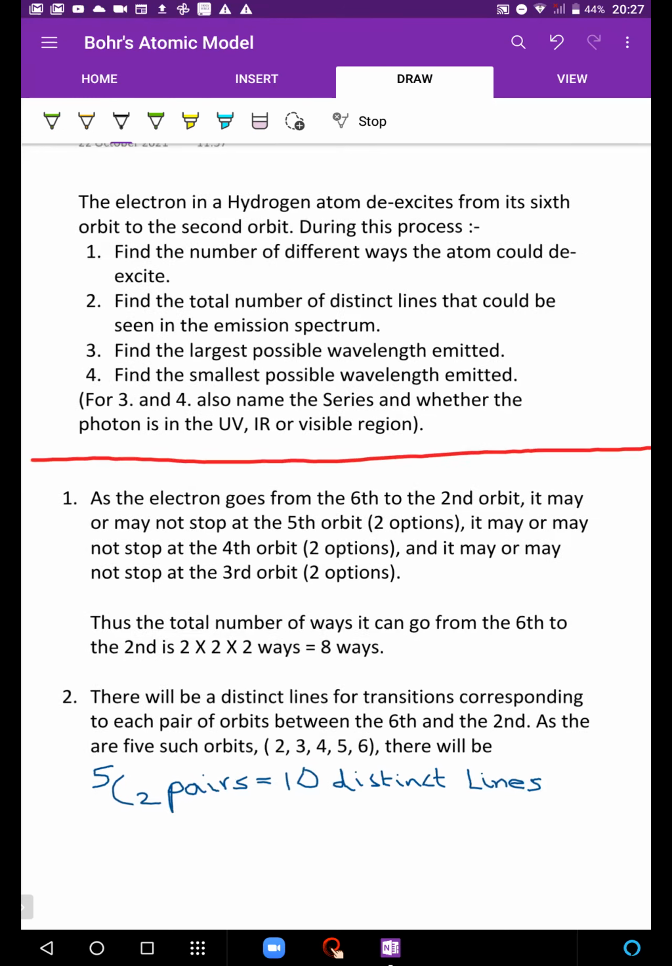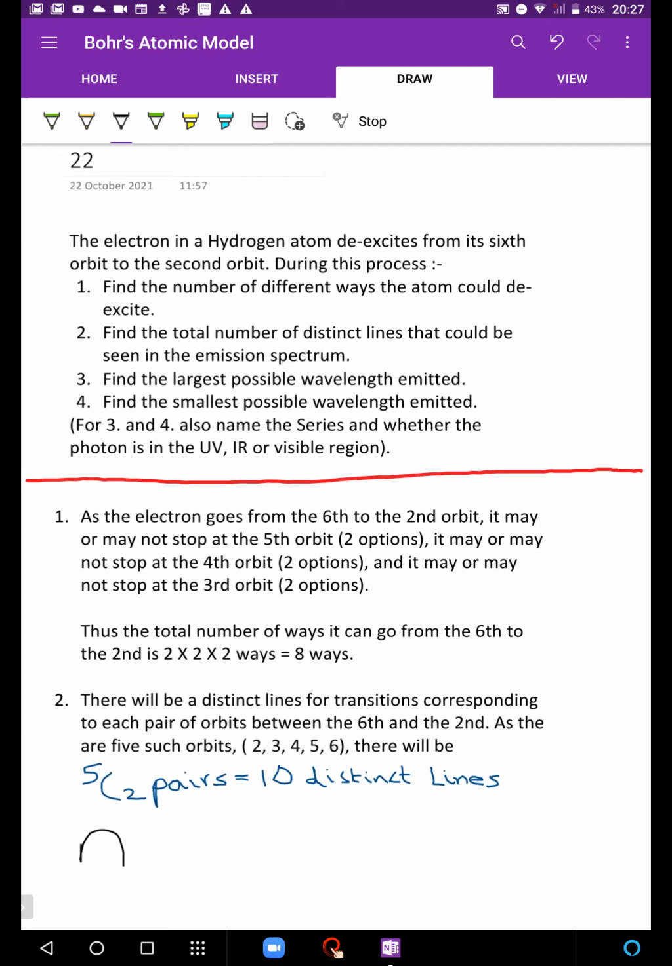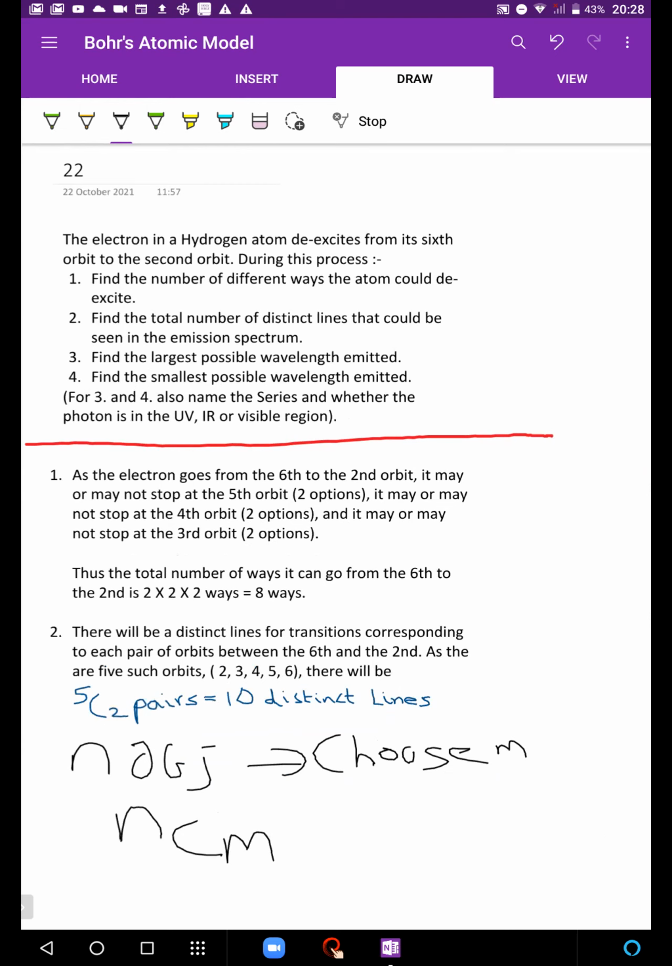As you're learning PNC, if you have n objects and out of n objects you have to choose m objects, the formula is nCm. The formula for nCm is n factorial upon m factorial upon n minus m factorial. So in this scenario, I have to choose 2 out of 5 objects, so the formula is 5C2.